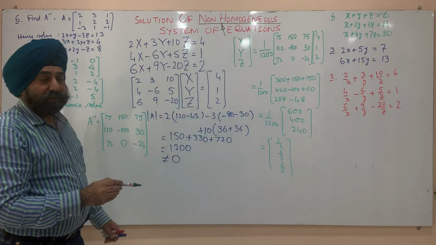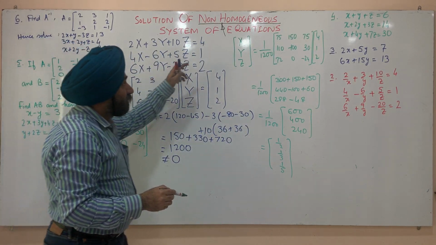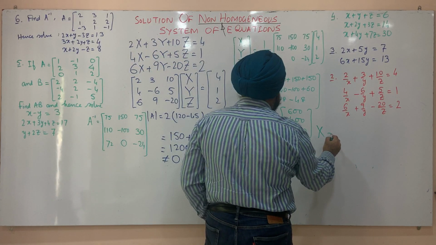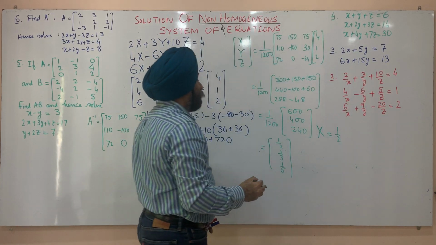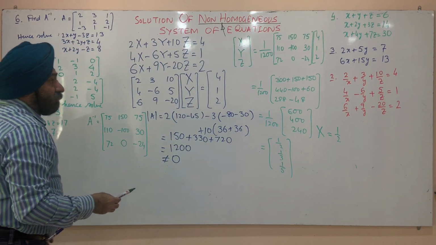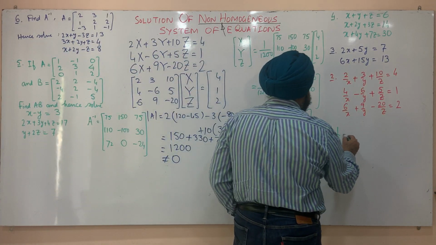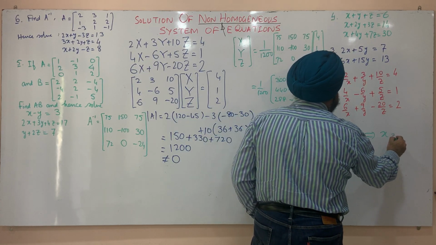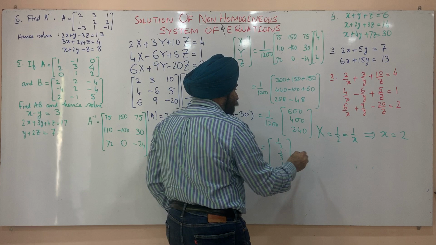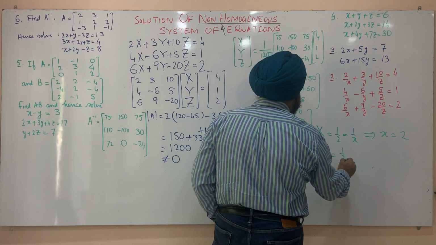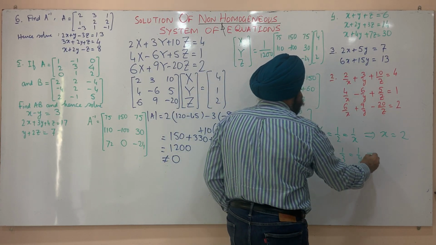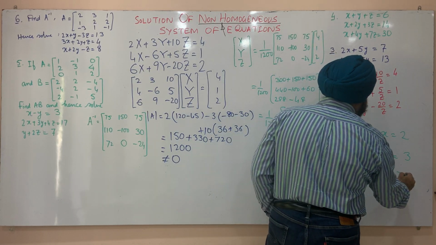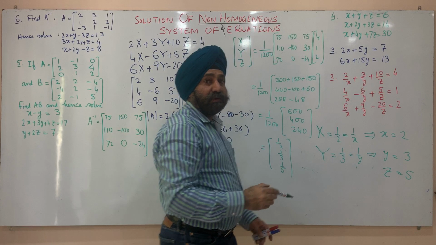So we have obtained values of unknowns. Unknowns here are capital X, Y and capital Z. That is, this is 1 by 2. So this is 1 by 2 means 1 by x is 1 by 2. So this gives us x equal to 2. Similarly, this is capital Y equals 1 by 3. That's equal to 1 by y. This means y is 3. And similarly, z is 5. So these are the values.